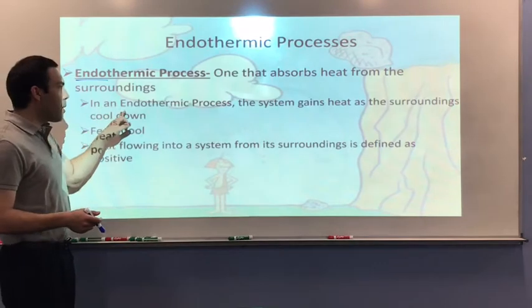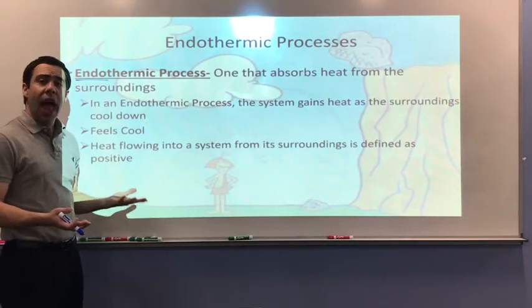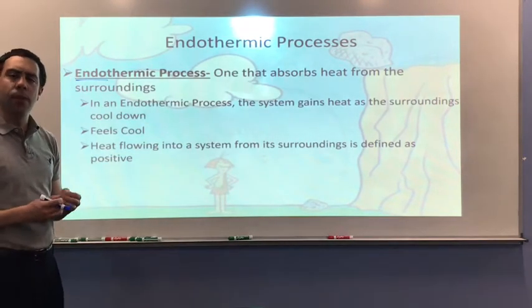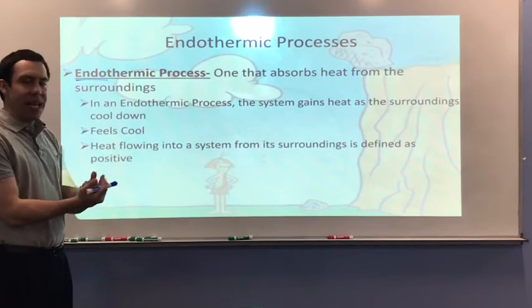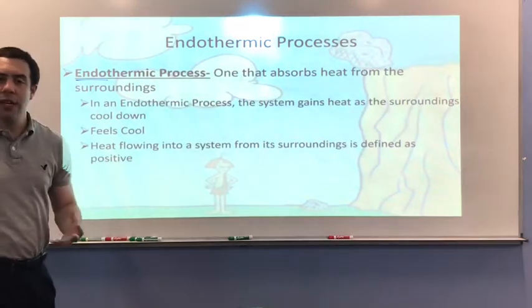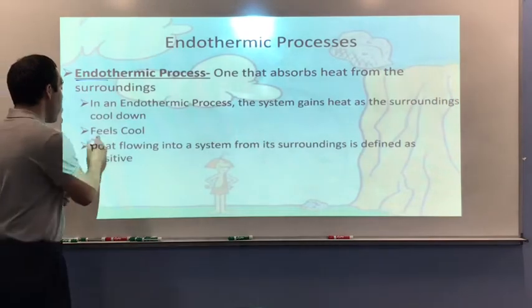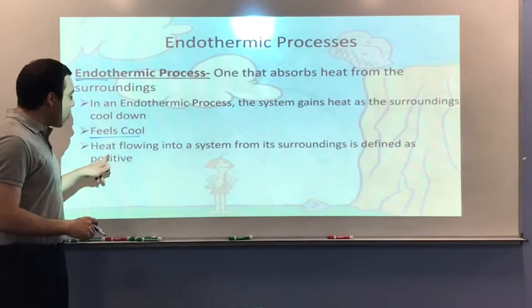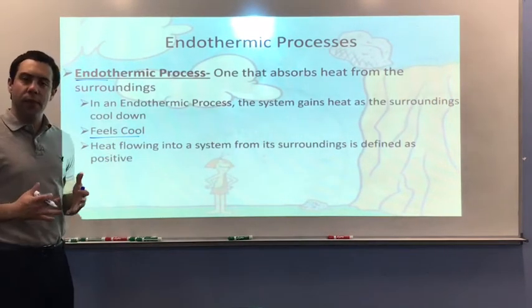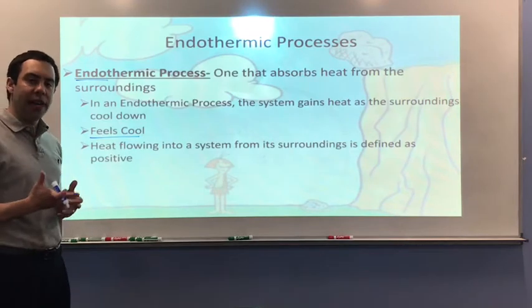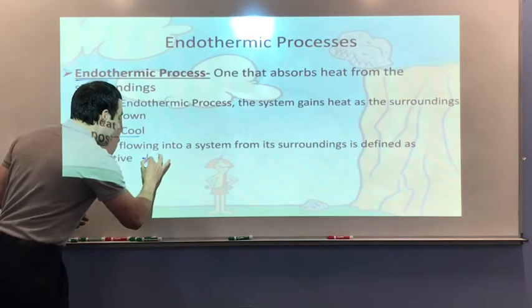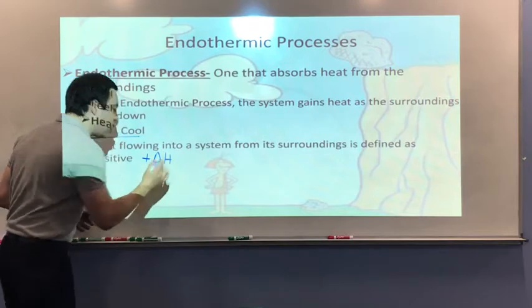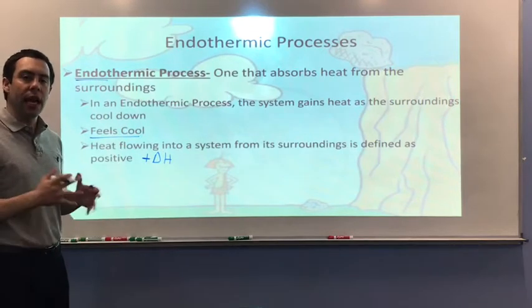In an endothermic process, the system gains heat as the surroundings cool down. The ice cube is the system gaining heat. The surroundings, your hand, is cooling down. That's why it feels cool. And remember, heat flowing into a system from the surroundings is defined as positive. So that means a positive delta H value is taking heat in.